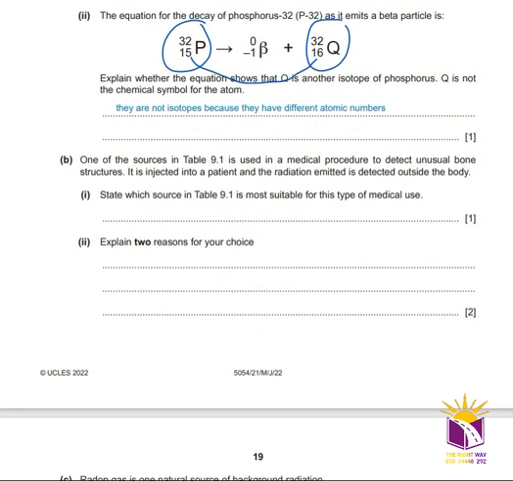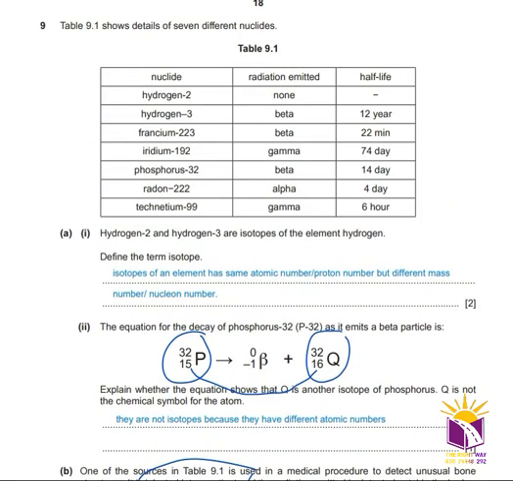One of the sources in table 9.1 is used in a medical procedure to detect unusual bone structure. It is injected into the patient, and the radiation emitted is detected outside the body. State which source in table 9.1 is more suitable for this. Alpha and beta are not going to be used for this purpose. We are going to use gamma, because alpha and beta are not capable of coming outside of the body, or we are not going to detect a good quantity of radiation emitted outside. So we are going to use gamma.